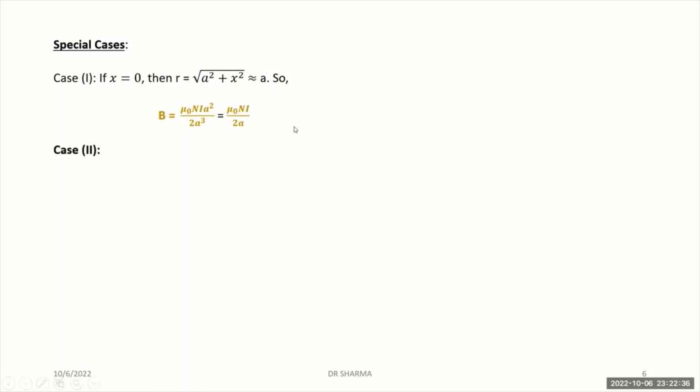Okay, let us see the next case. If x is very much greater than a, then we can neglect a as compared to x. r will be approximately equal to x. So in this case, the magnetic field will be given by mu naught n I a square upon 2x cube.